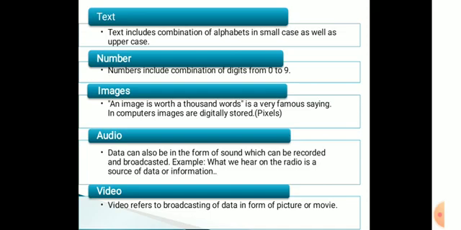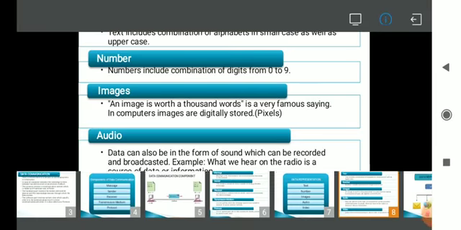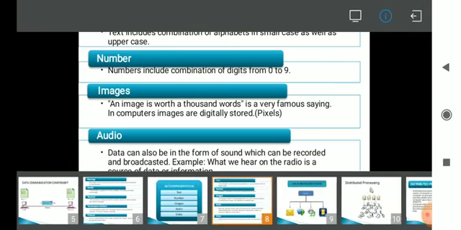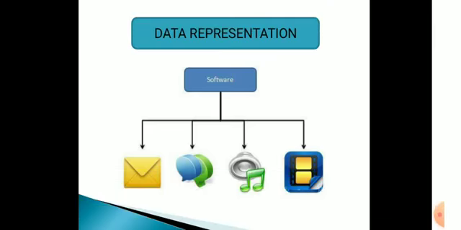And then comes the video. Video refers to broadcasting of data in the form of pictures or movies. So we can say the combination of images and audio is called video. These are all the data formats which are available. You can see in the example over here, data representation from the software point of view can be a message, information shared in a conversation, or an audio or a video. This is the form of data representation we are talking about.